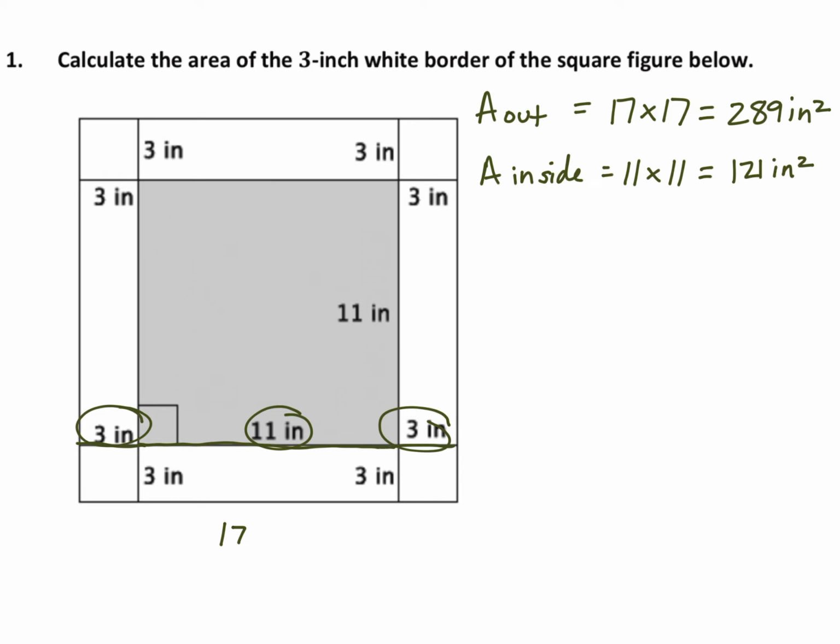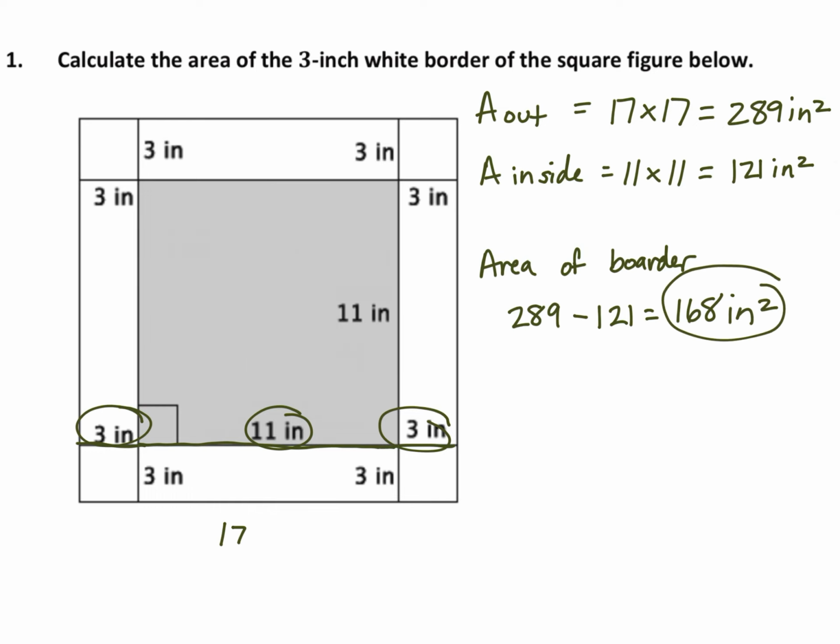So if we are going to find the area of the border, we're going to take our whole outside piece and we're going to remove the inside piece. And that will leave us with just the piece around the outside, which is 168 inches squared.